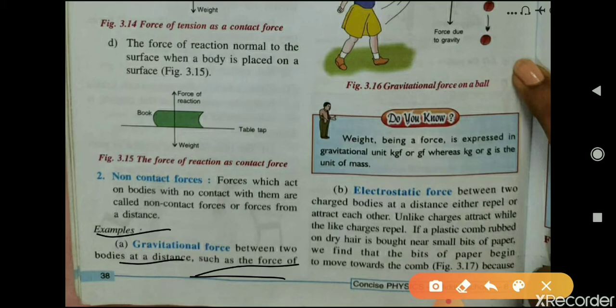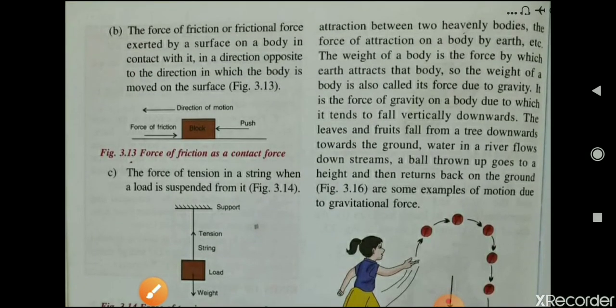The first one is the force of attraction between two heavenly bodies and the force of attraction on a body by earth. So these are the examples of gravitational force. So the gravitational force is an example of non-contact force. The weight of a body is the force by which Earth attracts the body. So the weight of a body is also called its force due to gravity. All of you know what weight is. Weight is a force by which Earth attracts that body. So weight is also known as force due to gravity.